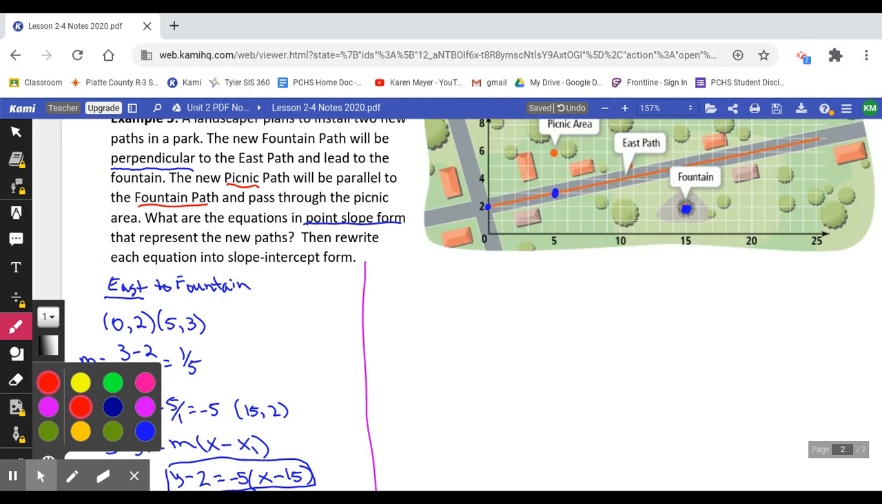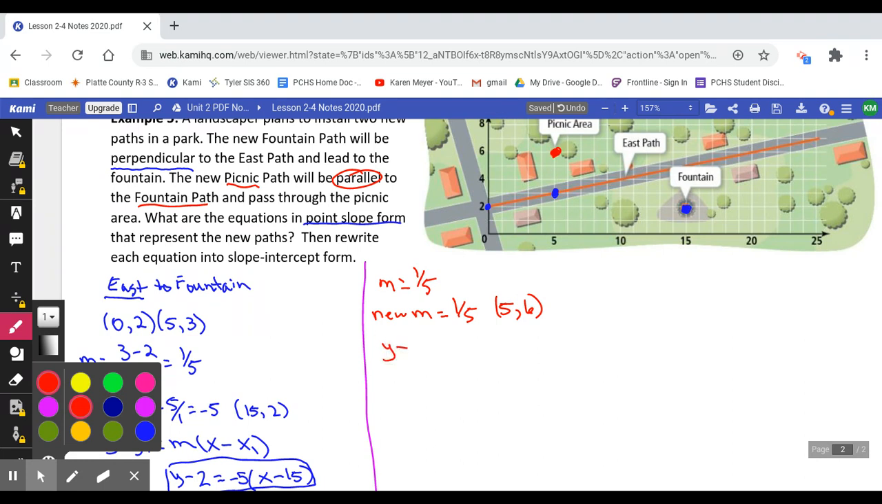All right, so let's go back. What was our original slope? Our original slope back over there on the other side was 1/5. Our new slope, well, what do we know about parallel? Parallel are the same. So is everyone good if we keep our slope as 1/5? Okay, so then the picnic. Let's go get the ordered pair for the picnic, and that looks like it would be the point 5, 6.